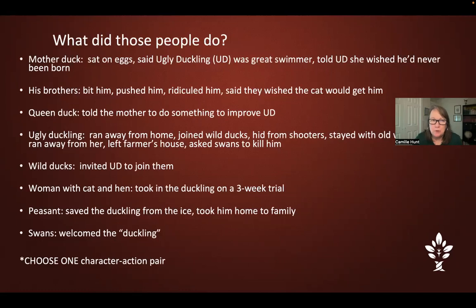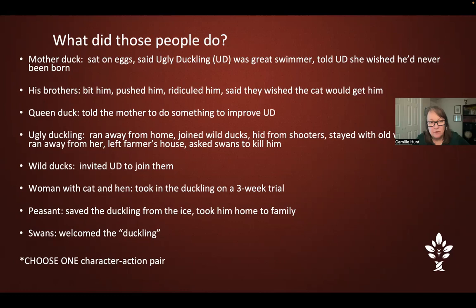What did these characters do, like people? The mother duck, she sat on the eggs. She said the ugly duckling was a great swimmer. Then she told the ugly duckling she wished he'd never been born. His brothers bit him, pushed him, ridiculed him, said they wished the cat would get him. Queen duck told the mother to do something to improve him.